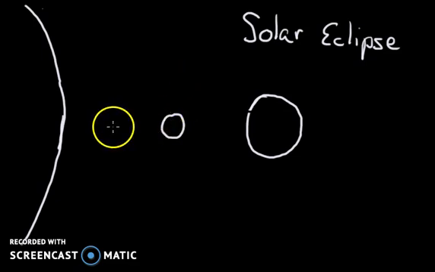And it's rare that they are completely in perfect alignment along the same plane. Other times the moon might be up here, other times the moon might be down here, still while being in between the Earth and the sun. But a solar eclipse will happen when the sun, the moon, and the Earth are directly aligned with one another.